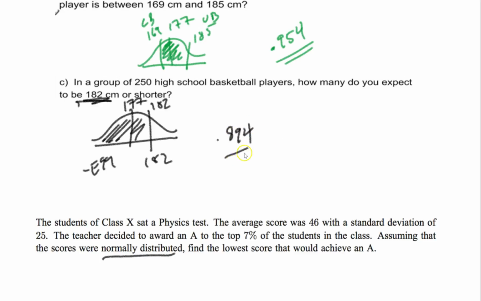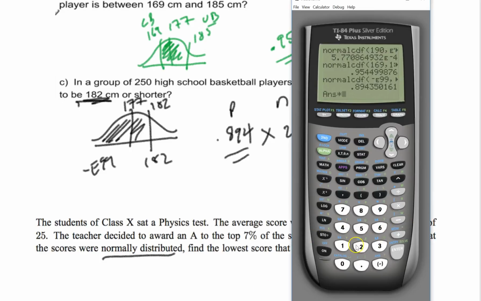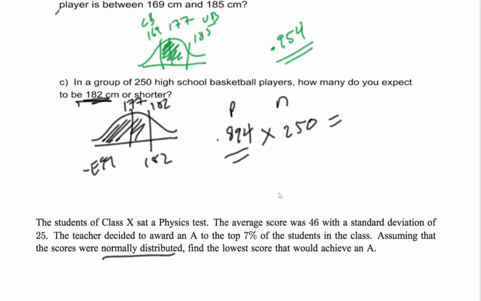Now normally you're done because it says what's the probability, but not in this case. It says in a group of 250 high school boys, how many do you expect to be that? So I'm going to multiply my probability by n, the expected value. Probability times the number of things you have. So let's multiply by 250, and I get about 223.5. So about 224 students, players, whatever. So that's the idea. That's way 1.